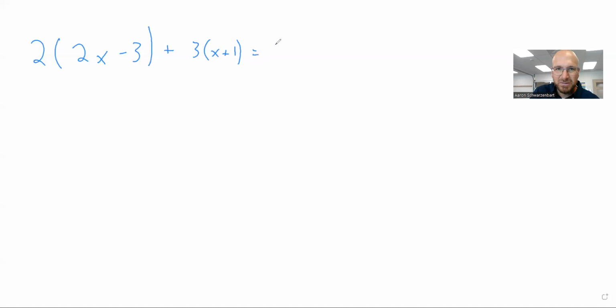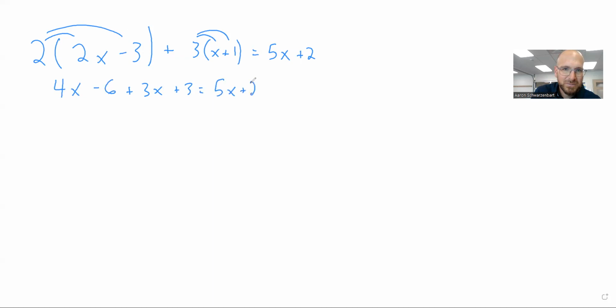So this is like 9th or 10th grade level. It's probably 9th. It's probably a challenging 9th grade level. So we're going to start by distributing on both sides. So that means I'm multiplying 2 times 2x is 4x, and 2 times -3 is -6, plus 3 times x is 3x, plus 3 equals 5x plus 2.